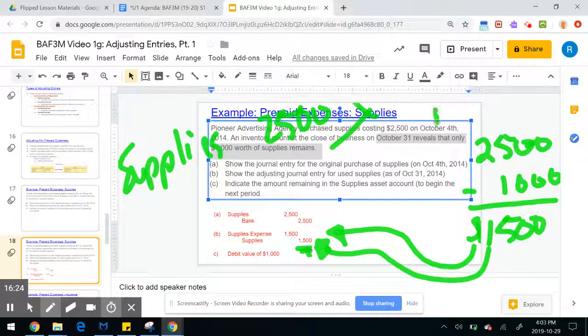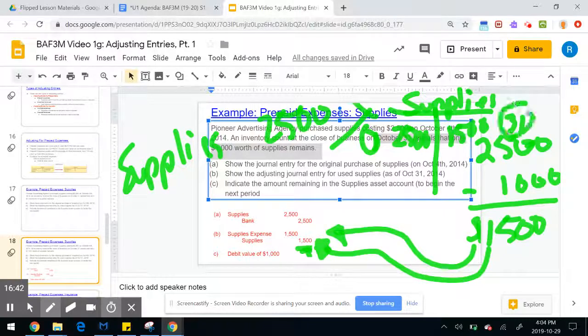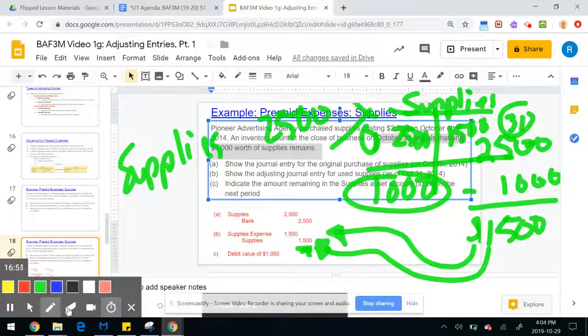So if it helps, think about a ledger. Here's our supplies ledger. On October 4th, we purchased $2,500 in supplies, so we debited supplies for $2,500. On October 31st, the adjusting entry, we credited it for $1,500 because that's how many supplies we used. So the closing balance of supplies is going to be $1,000, which is right because we counted and that's how much we have left. So that's how that whole process worked.